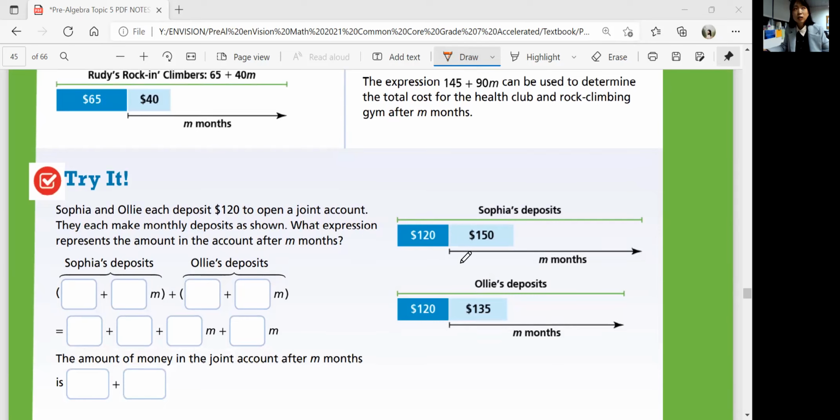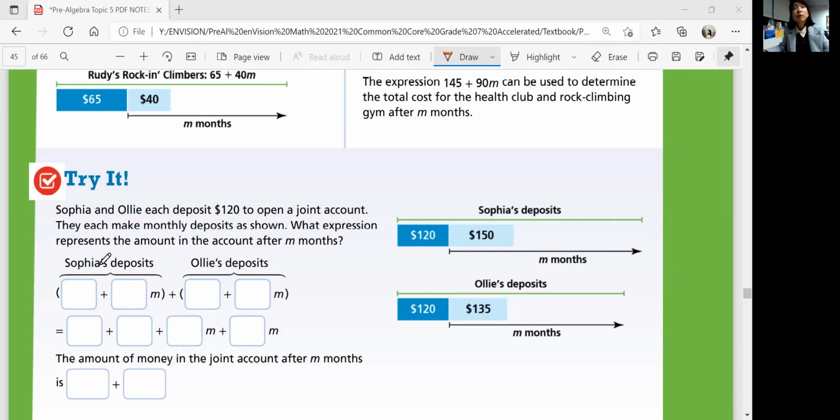Sophia and Oli each deposit $120 to open a joint account. So they're going to start with the same dollars. They each make monthly deposits as shown. They're going to put money into their bank account, but they have different rates every month. What expression represents the amount in the account after n months? Sophia will save $150 every month. Oli will save $135 every month. So after n months, what expression could represent their total deposit?